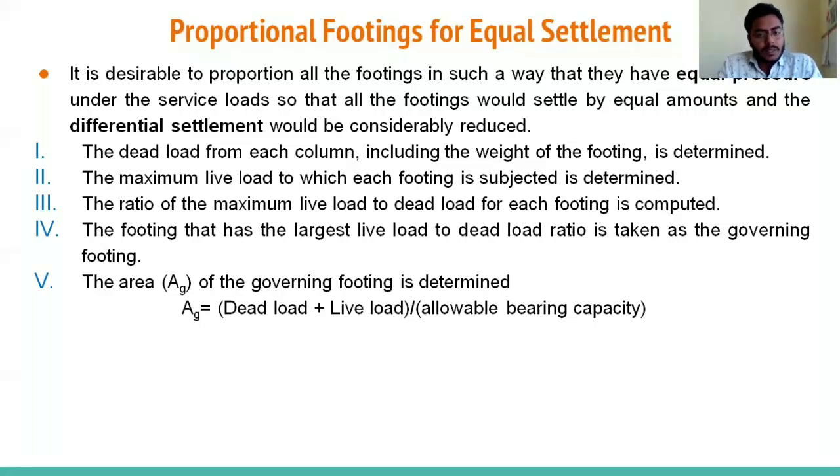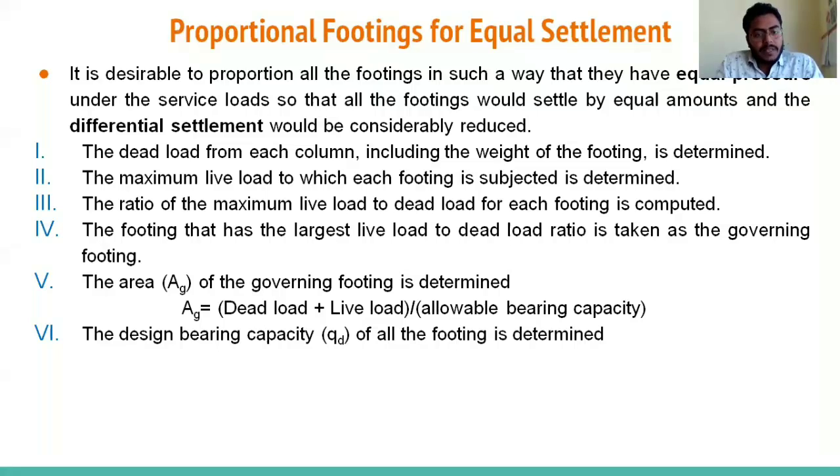The cross-section area of the governing footing is determined using this formula: A equals dead load plus live load divided by the allowable bearing capacity. That comes from testing; we have fixed it by doing some testing, suppose the plate load test or some other test. So we have fixed the allowable bearing capacity of soil, and on the basis of that value, we can calculate the gross cross-section area of the governing footing.